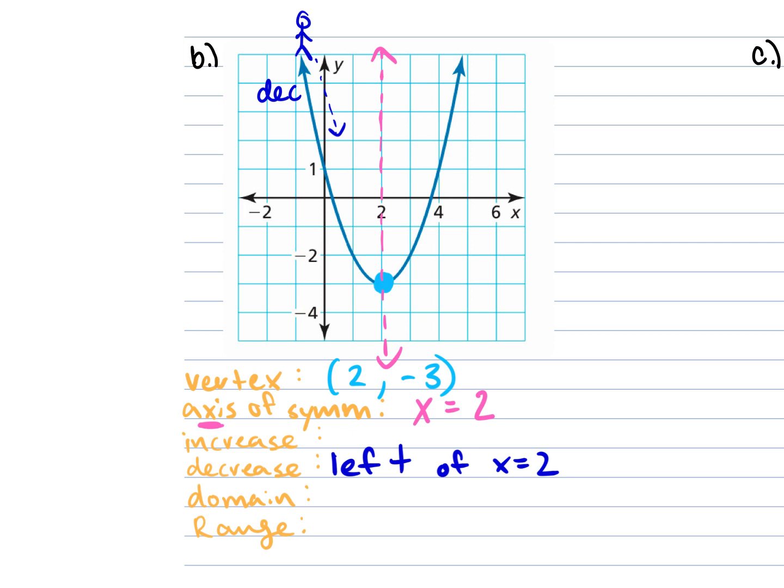So then once we reach our axis of symmetry, it's going to change. Then once we continue to walk right, would we be walking uphill or downhill? Uphill on the right side. So we'd be increasing. So we're increasing right of x is equal to 2.